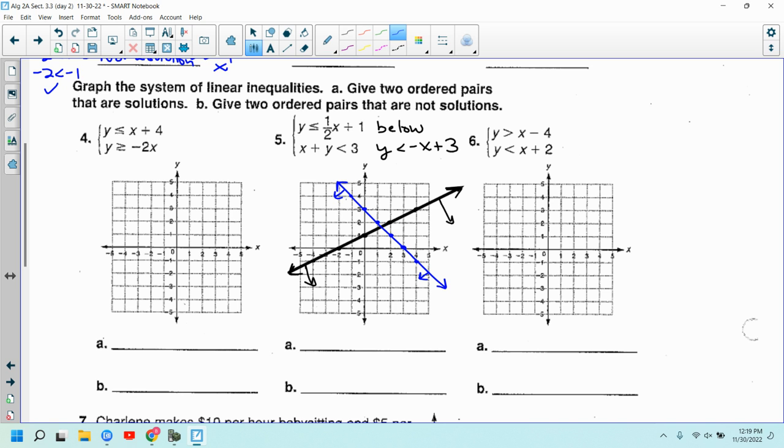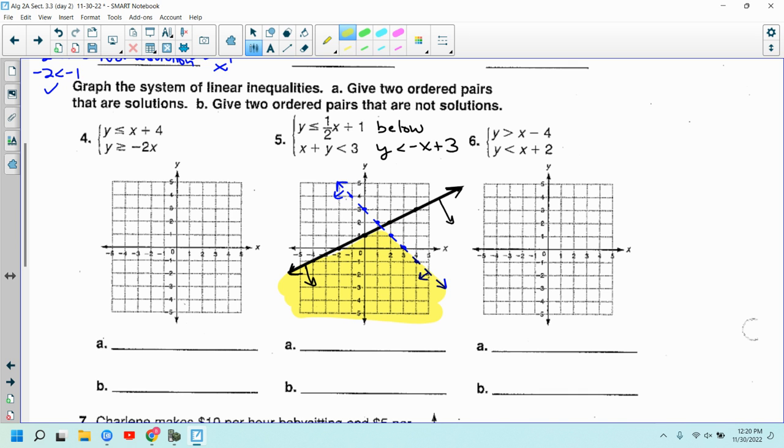Where are they going to overlap? It has to be below. In my case, the black and the blue line. That'll be right here. It's supposed to be a dashed line. Yes, thank you. Make that a dashed line. All right, so yes, that should be dashed.